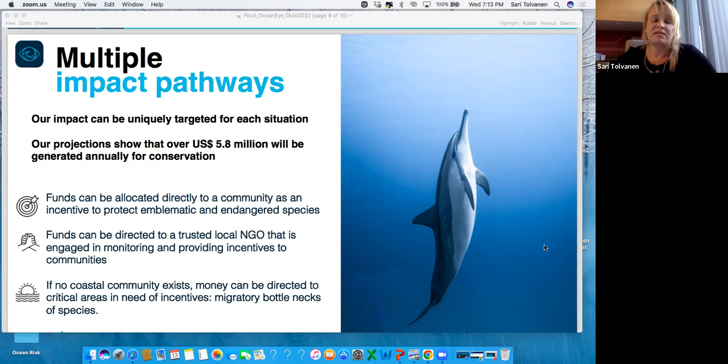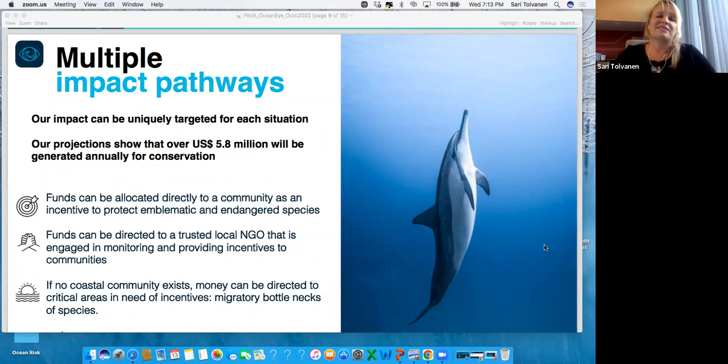But our projections are that there'll be nearly $6 million generated for conservation through OCEANEI annually once we have 600 operators globally, and that's only a couple of percent of the total volume of operators. So it's quite significant. And obviously some of these communities, for example in Indonesia, are projected to get about $400,000 in the next 5 years.